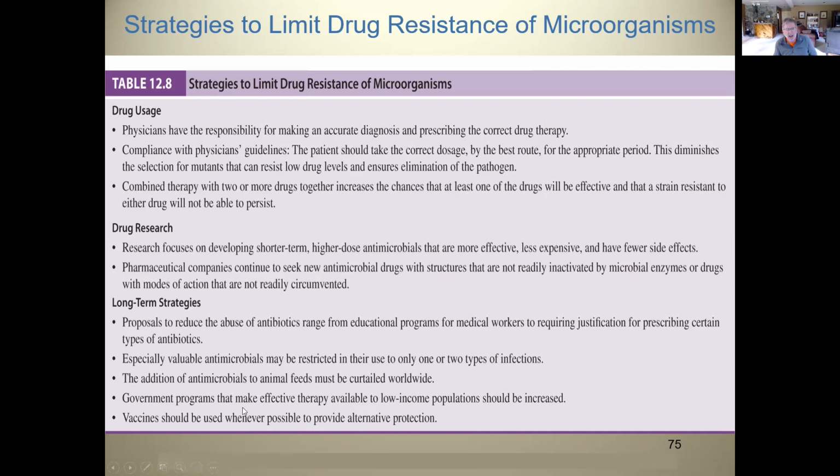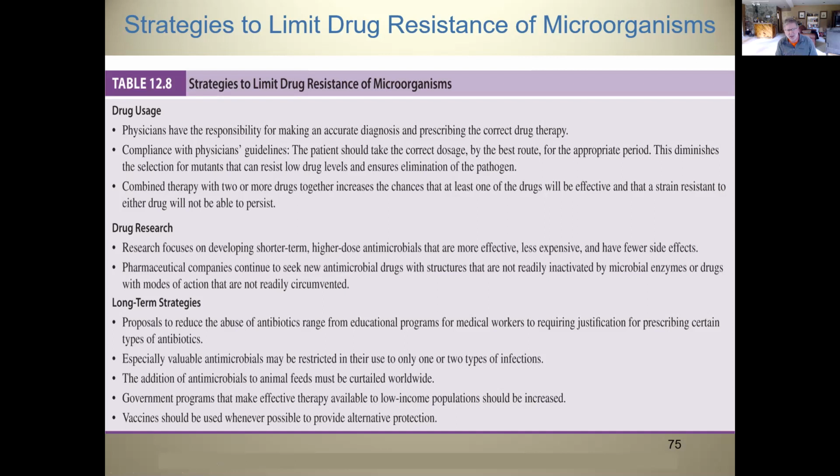Government programs making more effective therapy available to low-income populations. Yeah, one could even expand this to worldwide usage of drugs in countries where there isn't the healthcare system in place. Again, not overuse, but targeted use in those populations that are susceptible really would be a good thing to do.